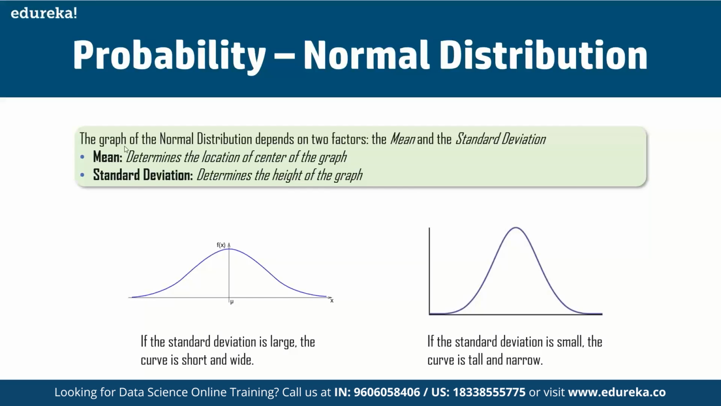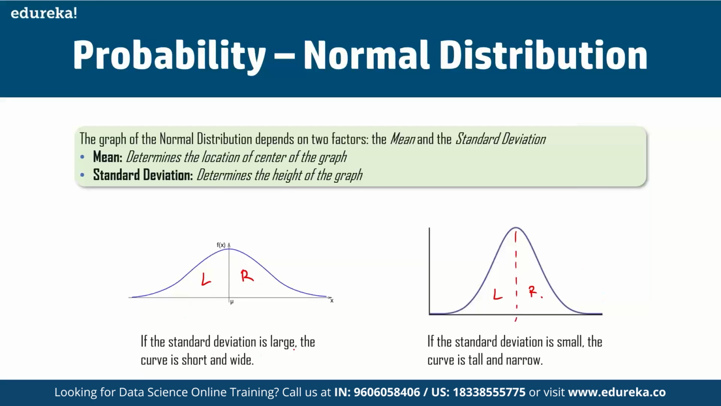So here we have the mean, which is going to determine the location of the center of the graph, and the standard deviation determines the height of the graph. So how far is the standard deviation? Do we have too much deviation in our data, or do we have minimal deviation in our data? If you look at this, both are normal distribution curves. Both are normally distributed, and both are symmetric.